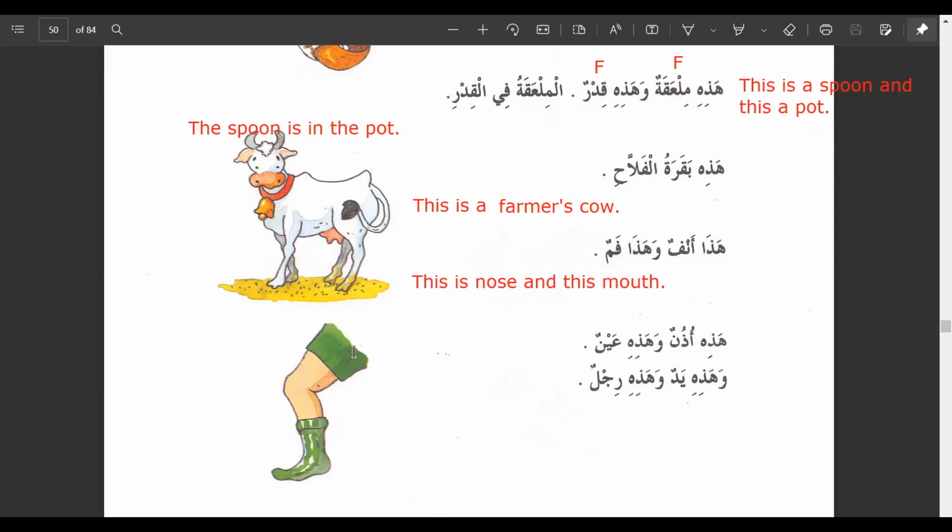And let's go to the next sentence. What does it say? Hazihi uzunun wa hazihi ainun. This is ear, and this is eye. Because both are paired organs, uzunun and ainun, ears and eyes, that's why hazihi is coming, because paired organs are feminine.